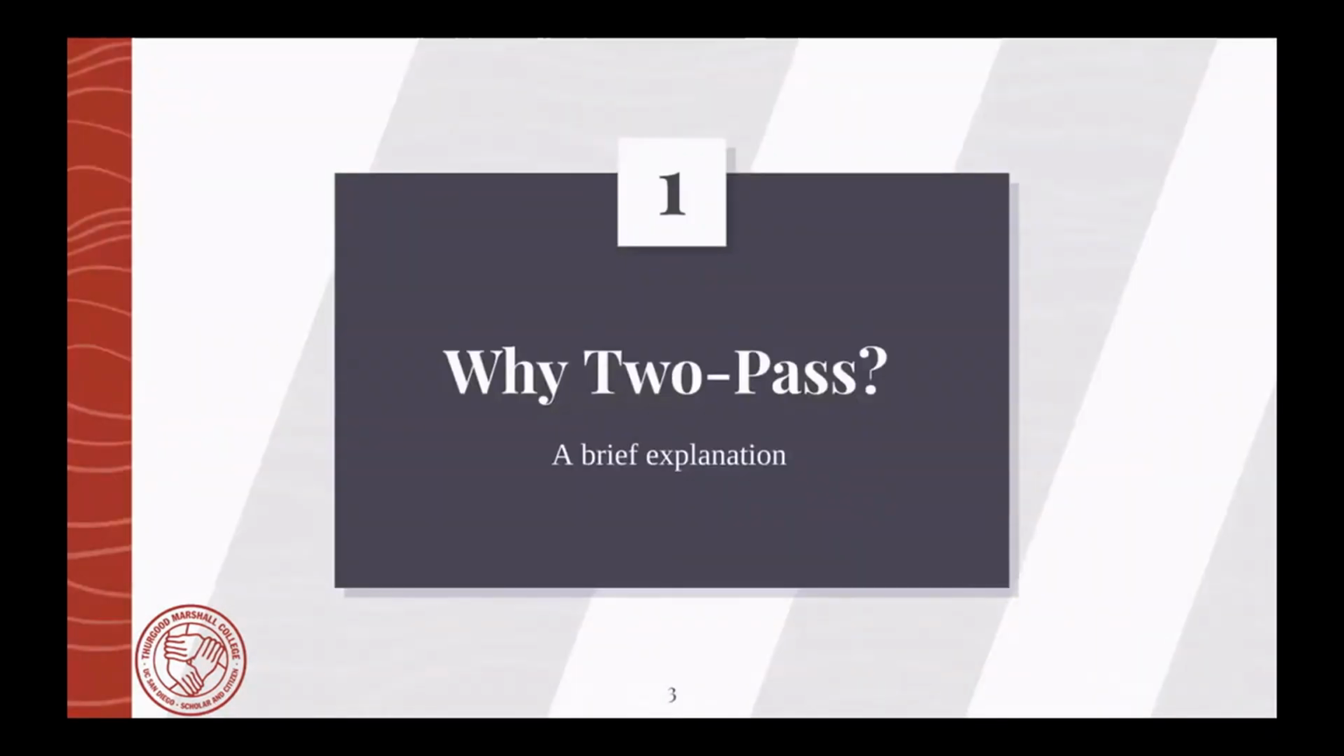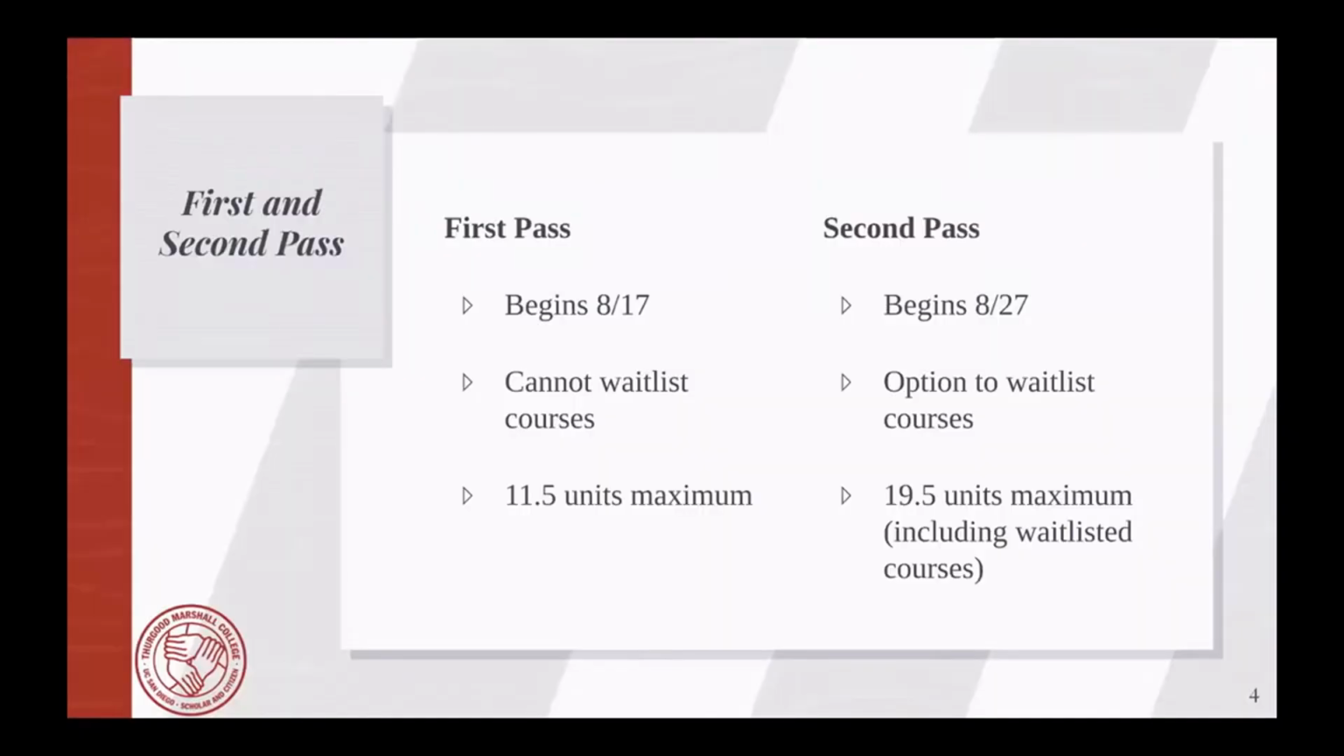Firstly, what is a two-pass enrollment process and why does UCSD use it? UCSD divides course enrollment into two phases, first and second pass. First pass for new students begins the week of August 17th. During your first pass, you can enroll in a maximum of 11.5 units. Waitlisting is not available during your first enrollment window.